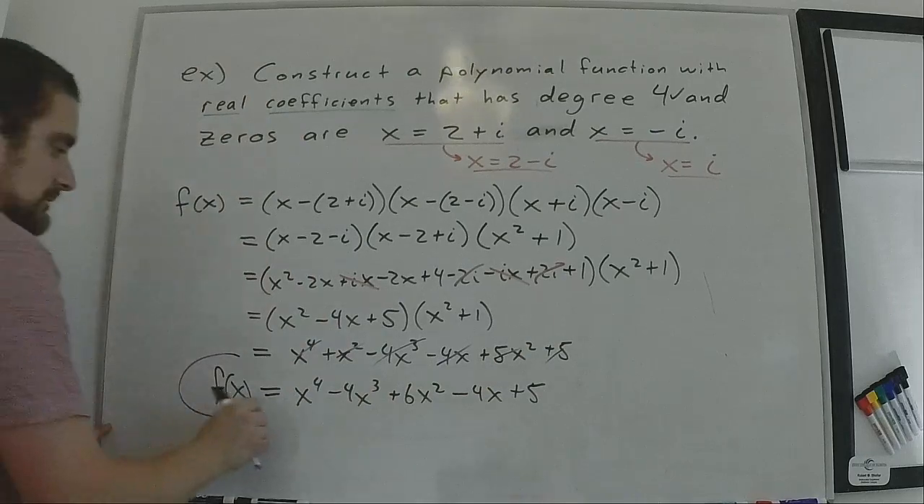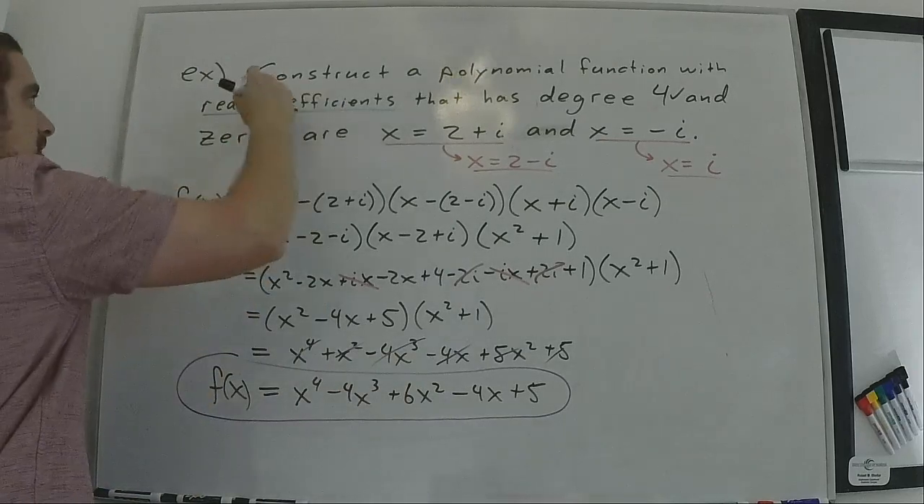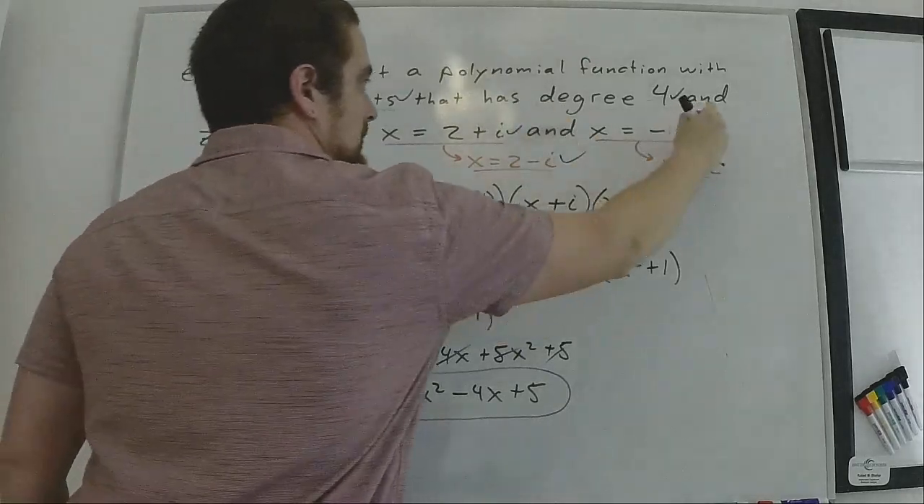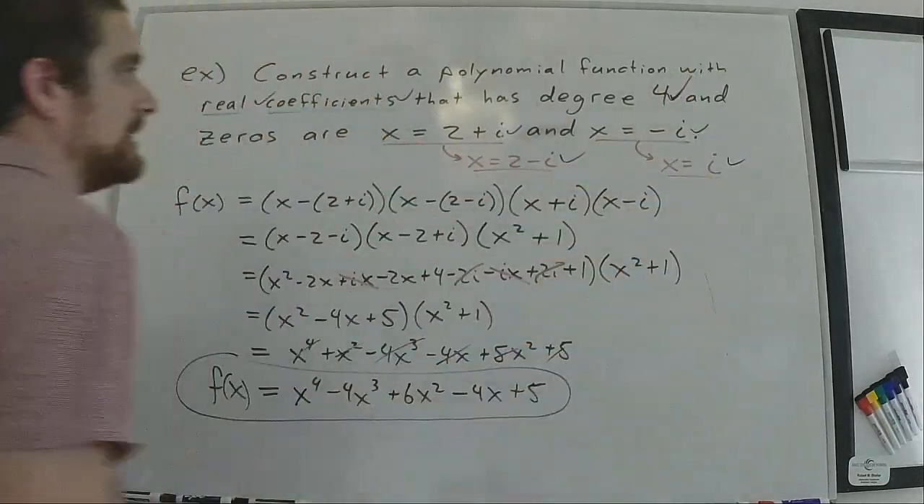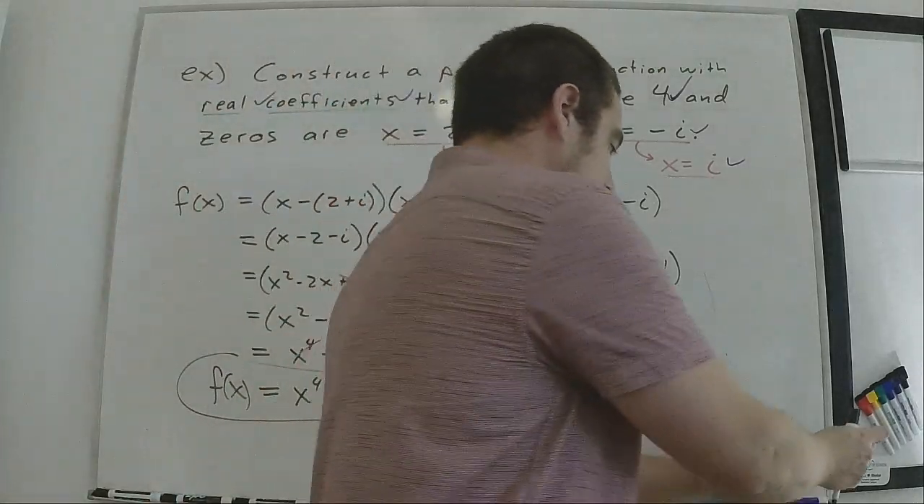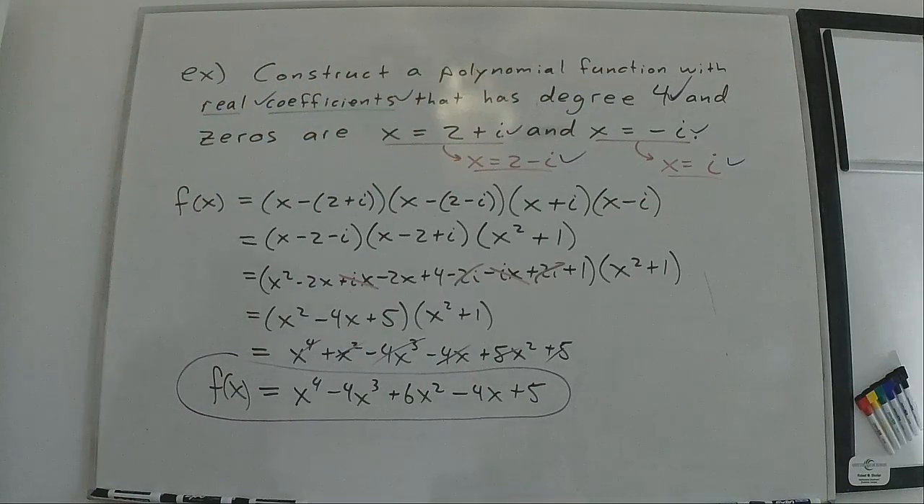So here is our function that has real coefficients, verified real coefficients. Yep. We've got all 4 zeros. Check, check, check, check. That's how we built it. So that's how we can verify the degree is correct. So everything lines up and we're happy. Good to go. So let's take a look at some different examples.